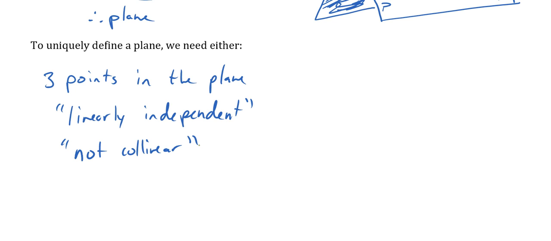Unless the 3 points are collinear, then that wouldn't work. You'd need a separate point, right? So it's like you need a triangle of points to define a plane. Okay?